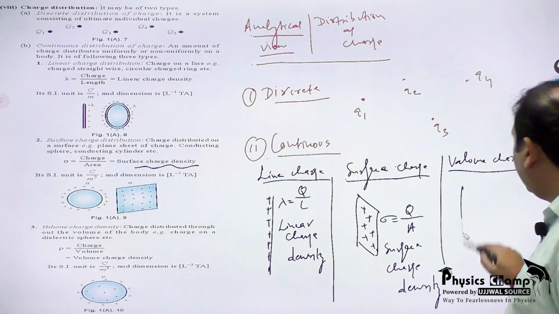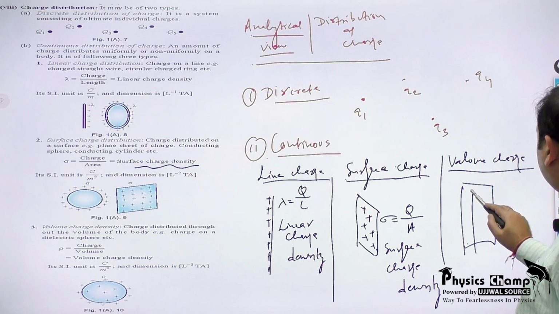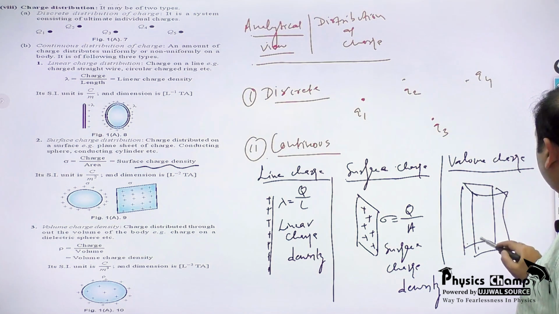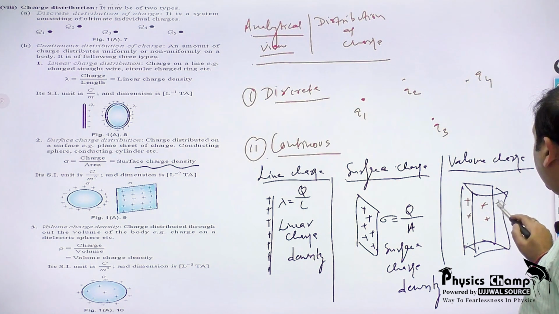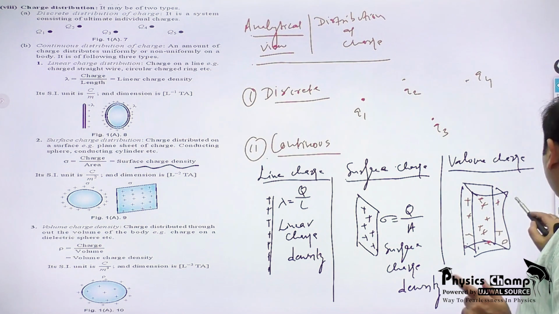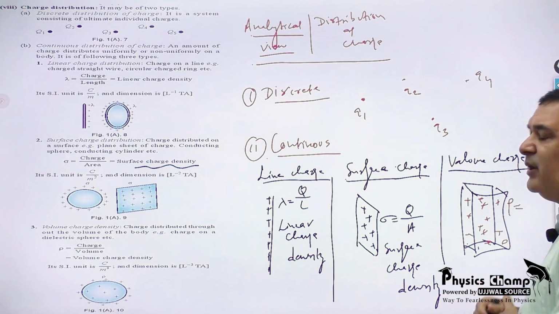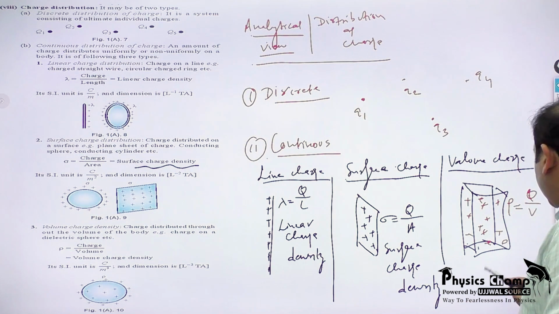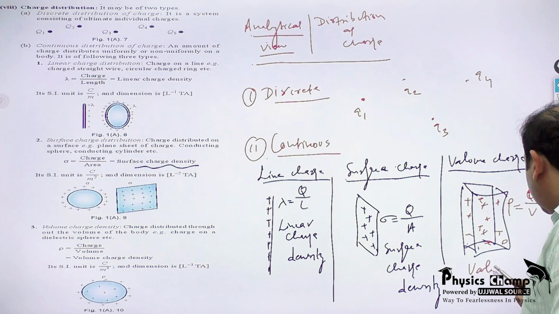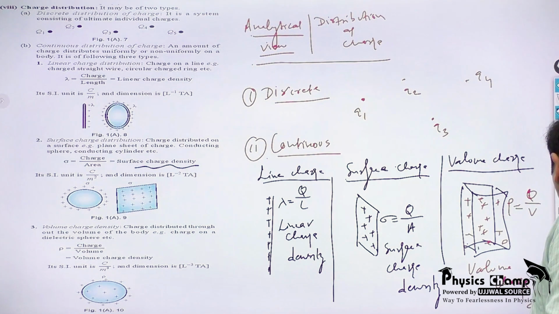On the other hand, you may have charge distributed in the whole volume. This is only possible in case of an insulator, charge distributed in the whole volume. So there we will represent the charge density by rho, which is charge per unit volume, and we call it volume charge density. So we have talked about different kinds of distribution of charge.